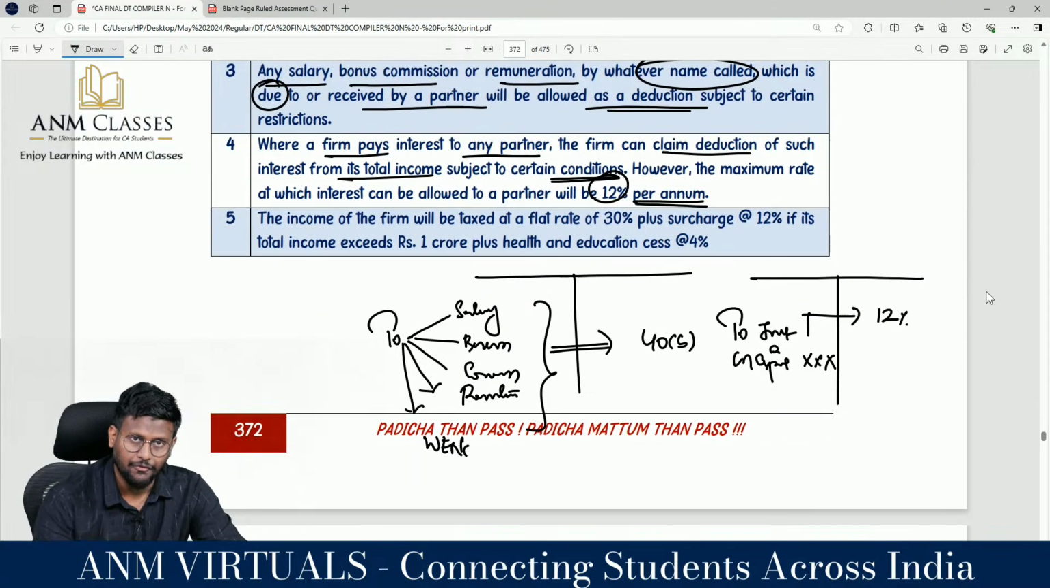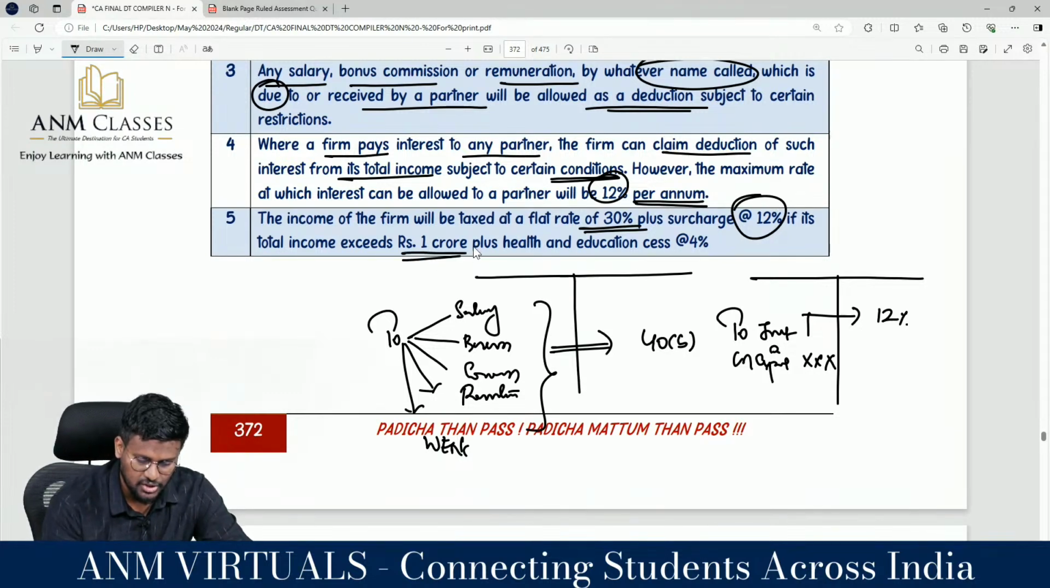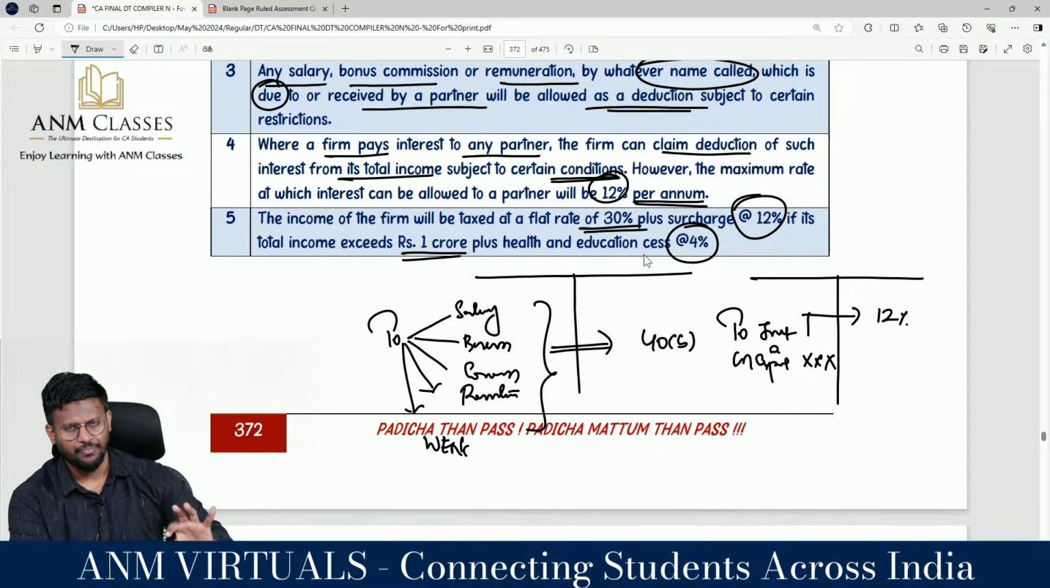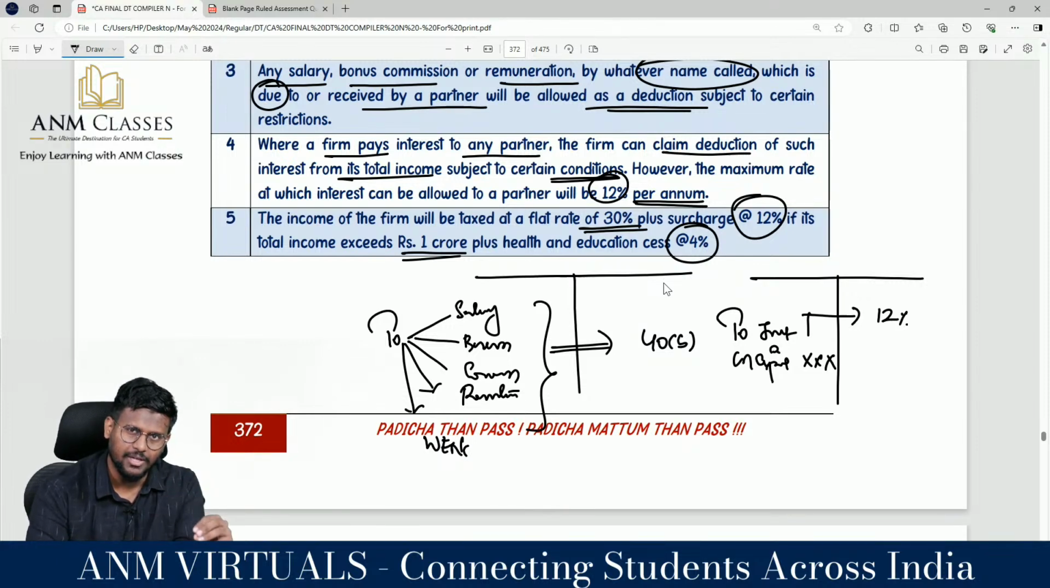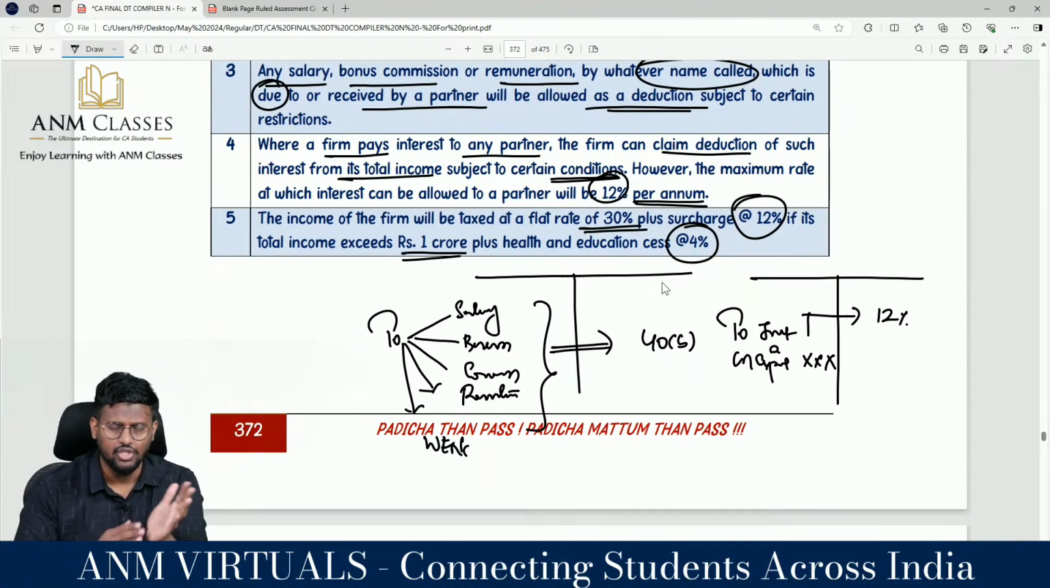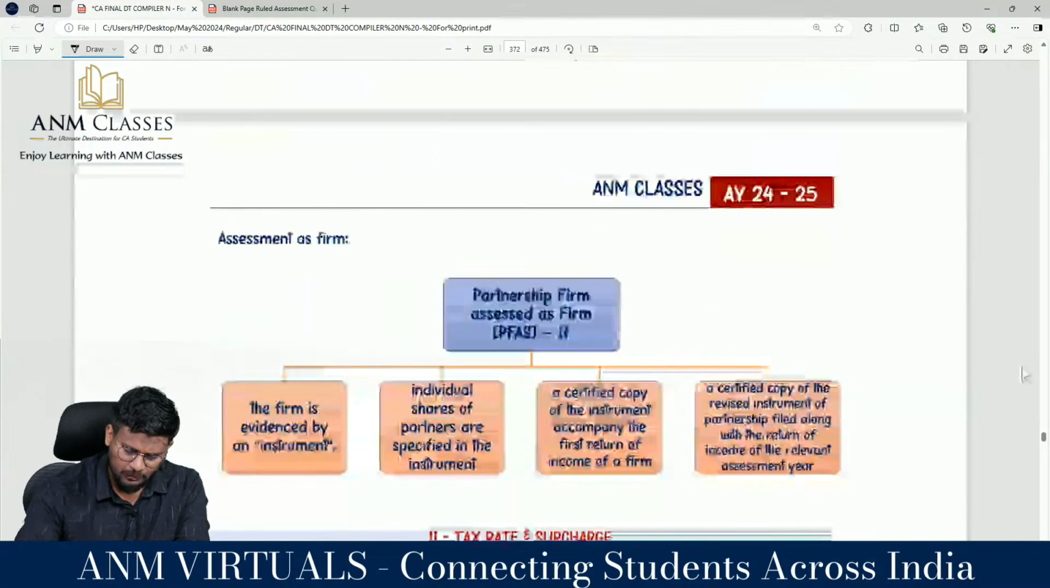The income of the firm will be taxed at a flat rate of 30% plus surcharge at 12% if its total income exceeds 1 crore, plus health and education cess at 4%. So what is the tax rate applicable for a partnership firm in India? 30%. Plus what is the surcharge applicable? Straight away 12% if the total income exceeds 1 crore, because for company it is 7% beyond 1 crore till 10 crore. And health and education cess of 4%.